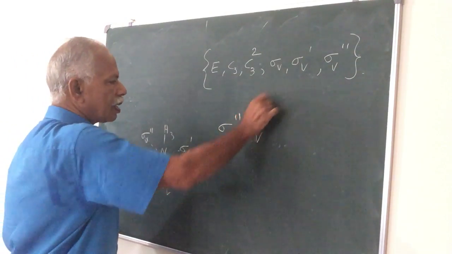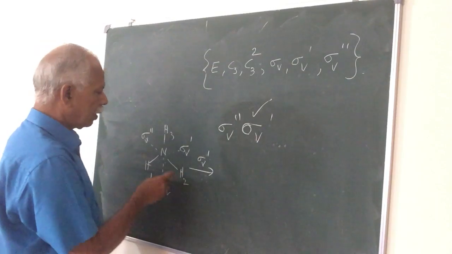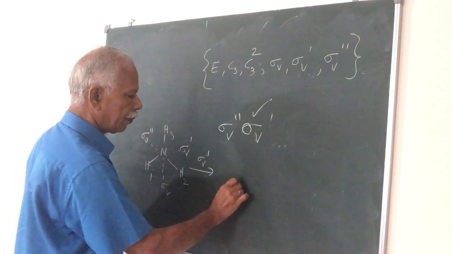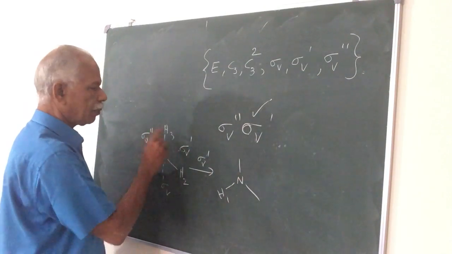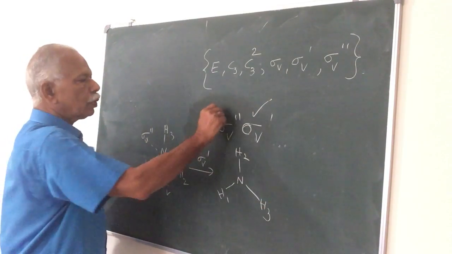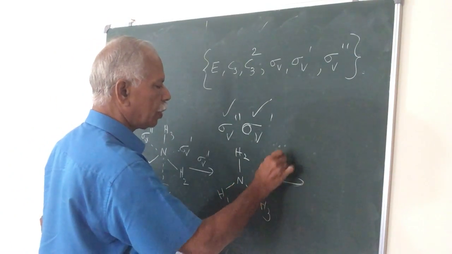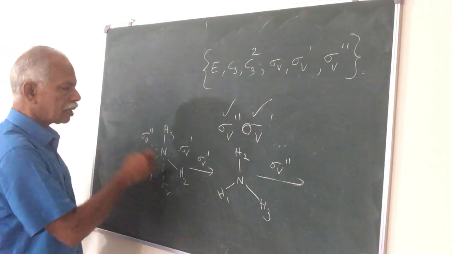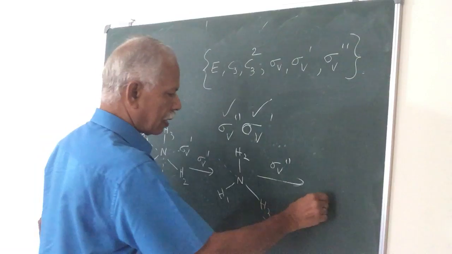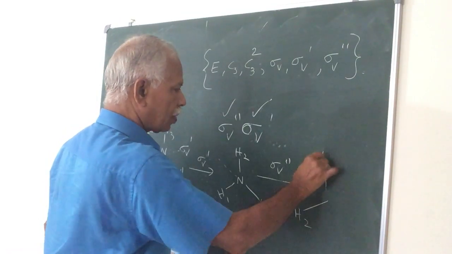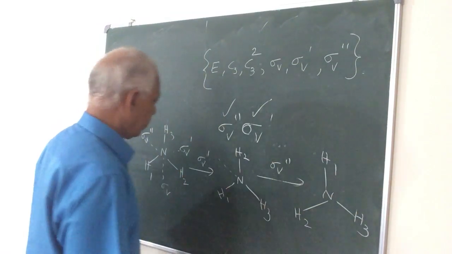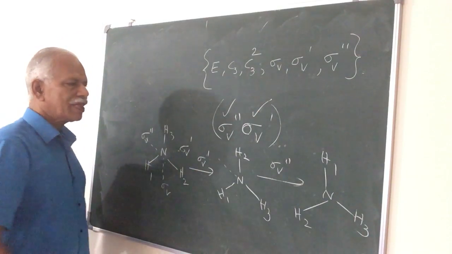So first you do the sigma v dash. On reflection here, 3 and 2 will change. H1 remains there, 3 and 2 will change, 2 will come here, and H3 will come here. Then to the sigma v2 dash, this is the sigma v2 dash. These two get interchanged, and you get H2 here, H1 here, and this H3 remains H3. So these two operations have been done.